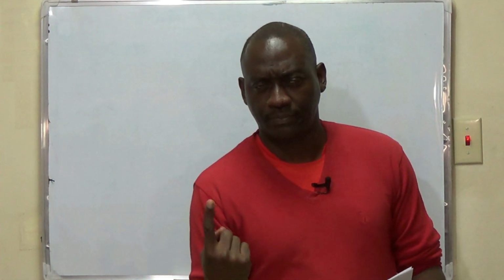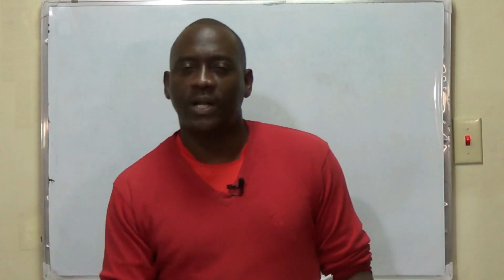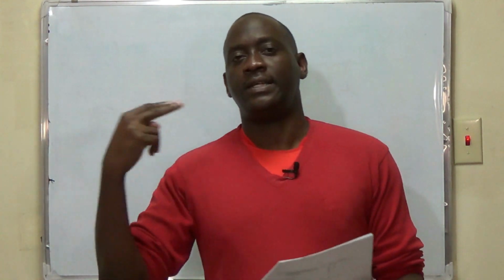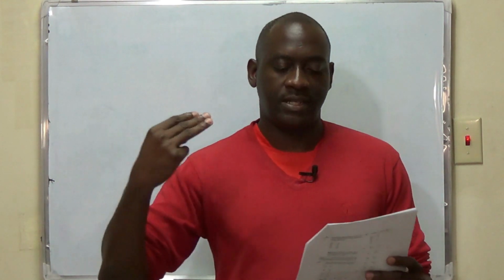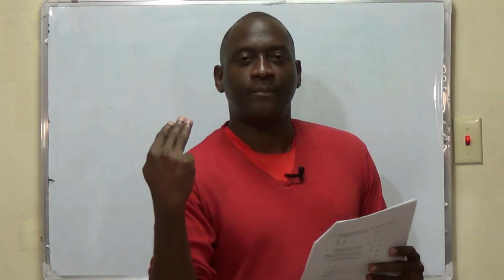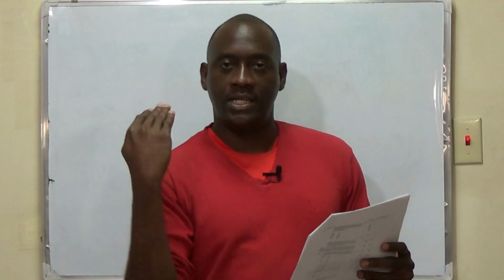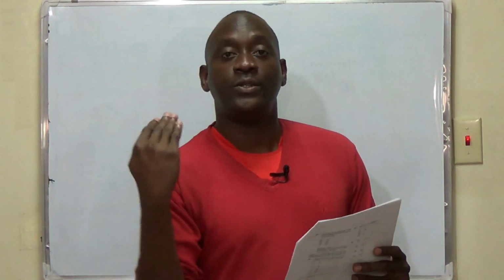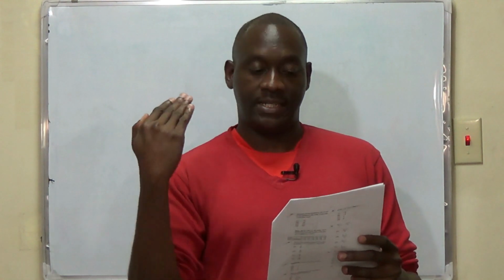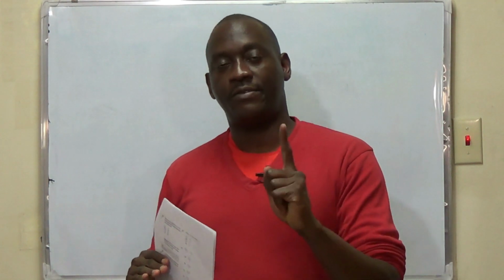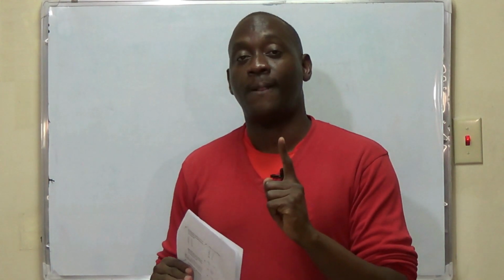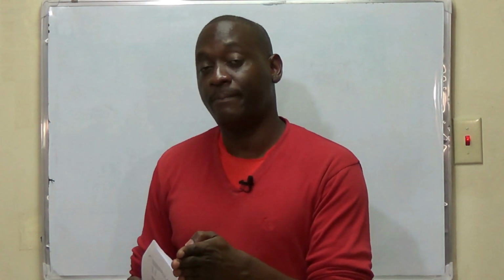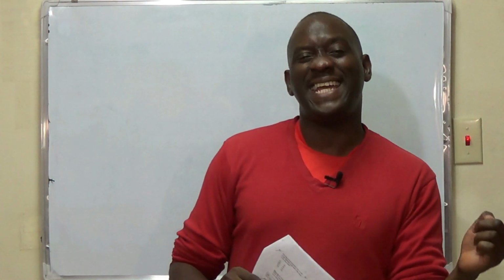So 10:15 to 11:15 is 1 hour. 11:15 to 12:15 is 2 hours. 12:15 to 1:15 is 3 hours. 1:15 to 2:15 is 4 hours. 2:15 to 3:15 is 5 hours. 3:15 to 4:15 is 6 hours, right? So from 10:15 p.m. to 4:15 a.m. the next morning is 6 hours.